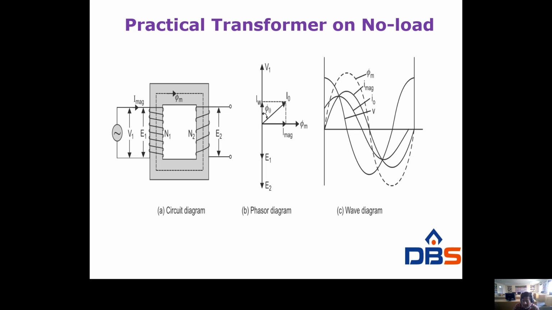Now taking the phasor diagram, so this is flux as reference, and as usual, E1, E2 are lagging the flux by an angle of 90 degrees, and V1 is always opposite to the induced EMFs because of Lenz's law. Now the no load current has two components, that is the magnetizing component and the core loss component or working component. As said in the earlier slide, the magnetizing component is required to produce the flux.